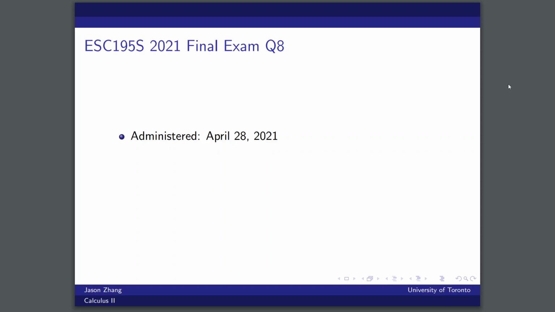So today I'll talk about one of the questions from the final exam I wrote on April 28th, 2021. It was question 8, and it pretty much covered one thing and one thing only, and that was Lagrange multipliers. And the reason I decided to cover this question in particular is Lagrange multipliers feels like one of the most unique concepts that was taught in this course.